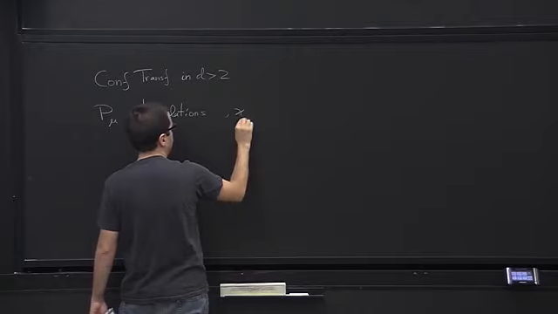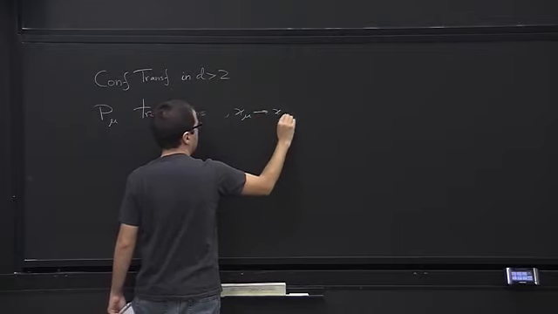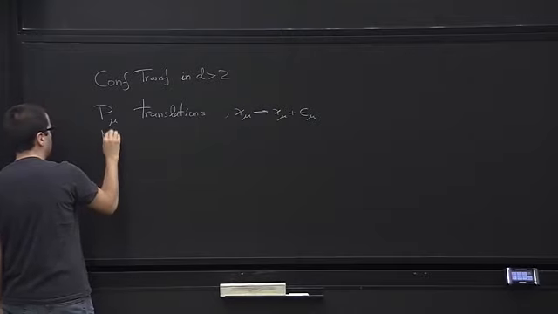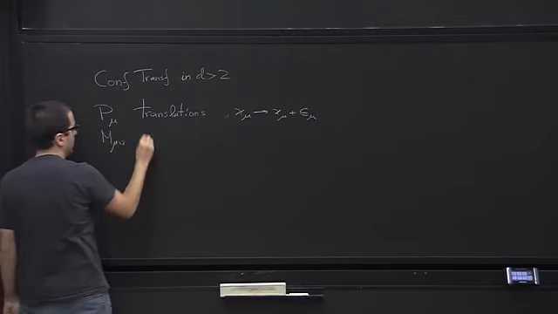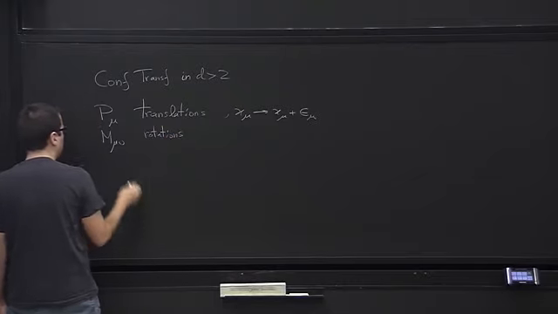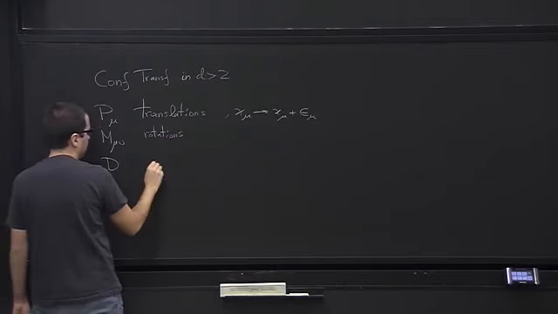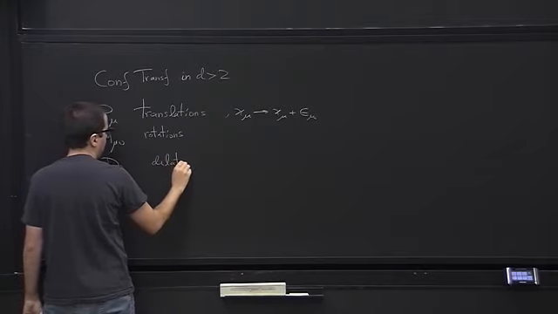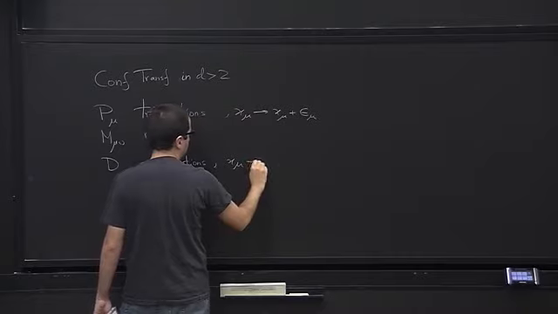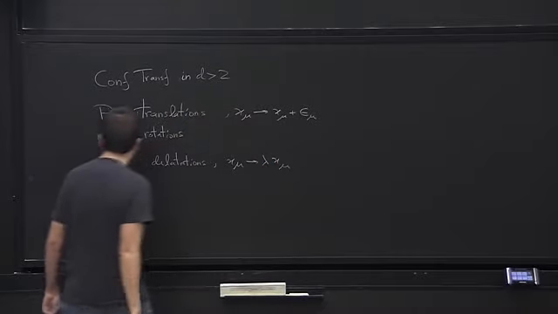That is just a shift: x mu goes to x mu plus some epsilon mu. There are rotations. There are dilatations. Let me write this one. It's maybe not trivial: x mu goes to lambda x mu.